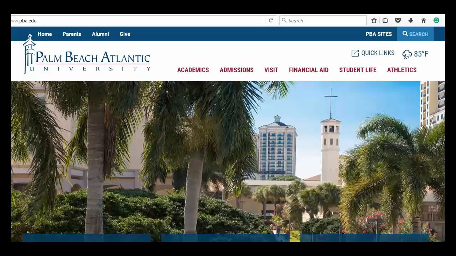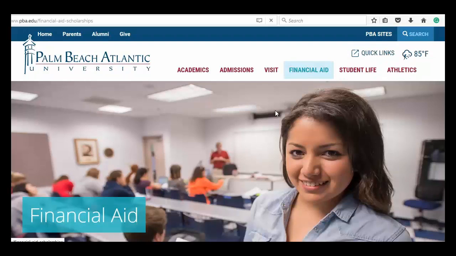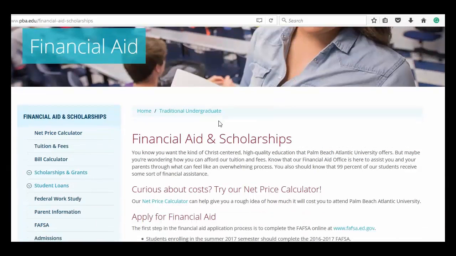By law, all colleges and universities are supposed to have a net cost calculator so that parents can be informed of the real cost of attending that university. So we're going to go right to financial aid. And we're going to stroll down and you will see it. Net price calculator. I love the fact that they have it as the first option. They want their parents and students to be informed.